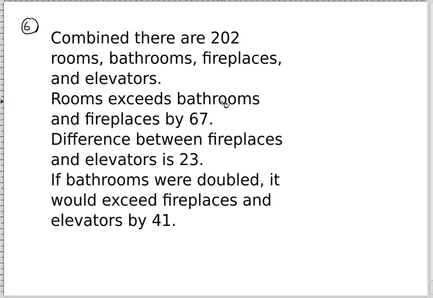And they give us these, I guess, word equation things, and we have to go and solve for it using these. So each sentence, starting here, here, here, and here, all are different math equations. So I'm going to show you how this works. Combined, we have 202 rooms, bathrooms, fireplaces, elevators. So rooms plus bathrooms plus fireplaces plus elevators is equal to 202. So that's the equation for this one.